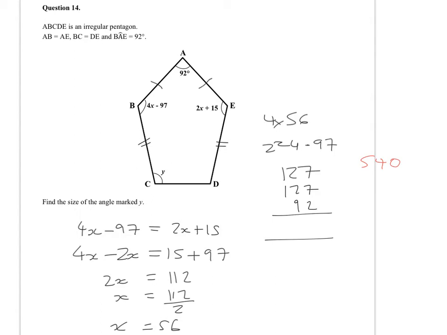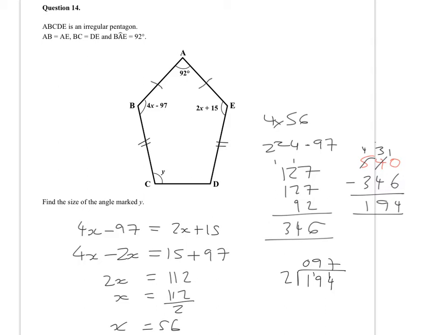Okay, so adding these up, we're going to get 16, carry the 1, that'll give us 14, carry the 1, 346, so 540 minus 346, that's going to give us 194, so these two angles are 194 between them, so for one of them, we're going to have to do 194 divided by 2. 2 into 1 doesn't go, carry the 1. 2 into 19 goes 9 times, carry the 1. 2 into 14 goes 7 times. So y is 97.